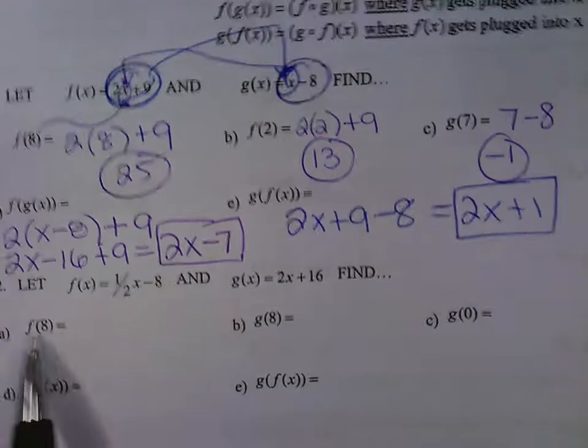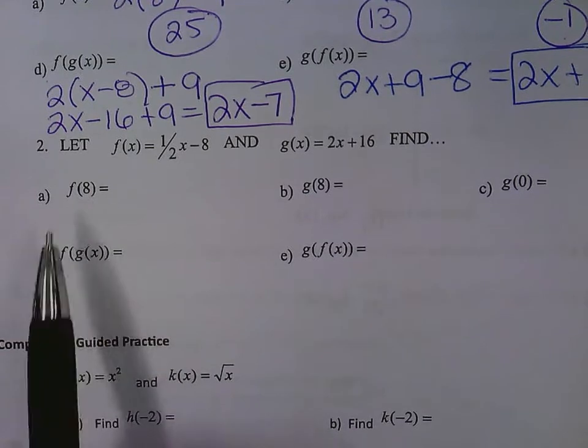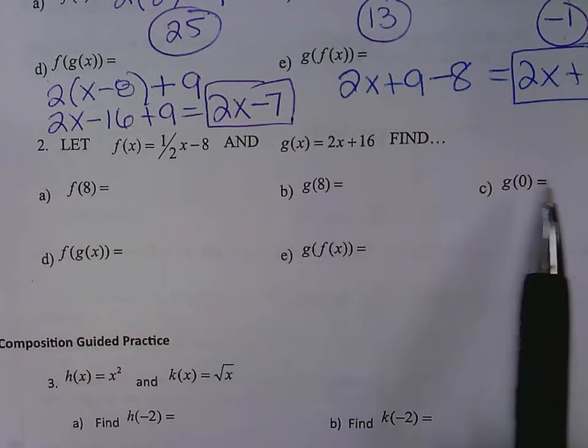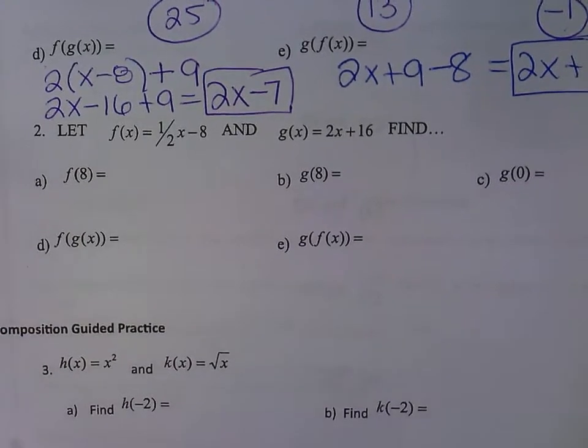All right, let's do it again. So you can go ahead and try A, B, and C on your own. So find f of 8, g of 8, and g of 0. And then we can do the composition together in just 1 minute.